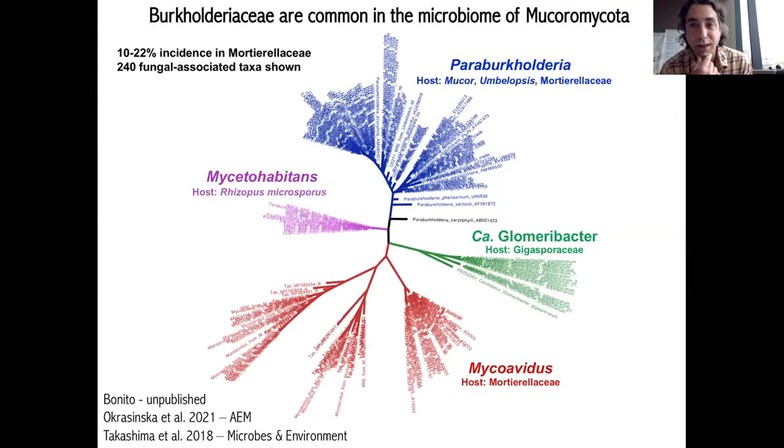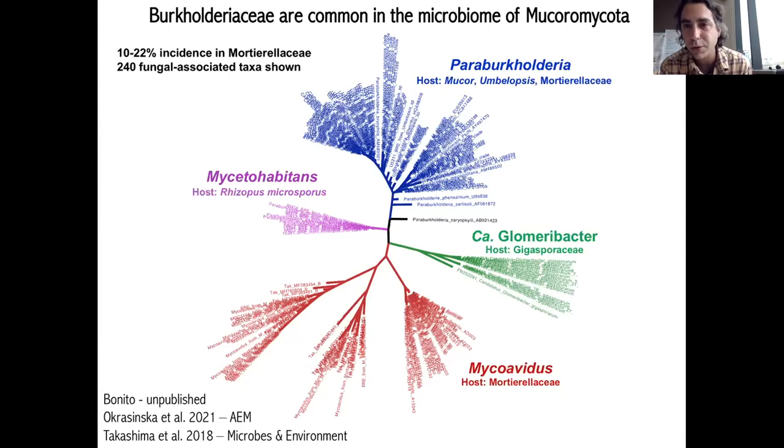Now, Mortierellaceae are known to associate with bacteria. In fact, nearly 20% of isolates will harbor bacteria, either external or internal. And so here's a little bit of a meta-analysis that combines data from our lab with those from Eliška Okrasińska and Takashima, who recently published on these endobacteria.